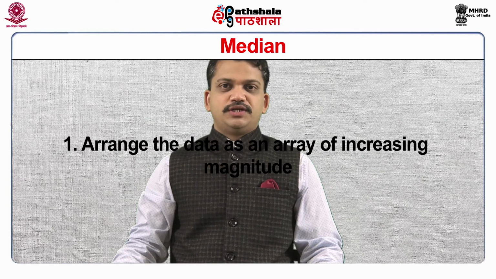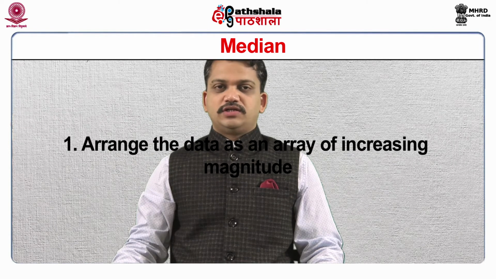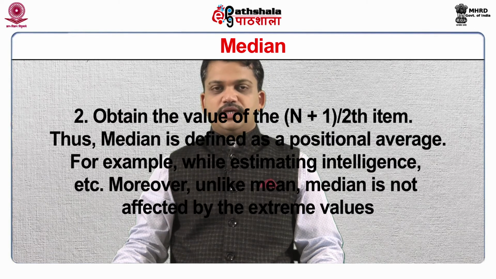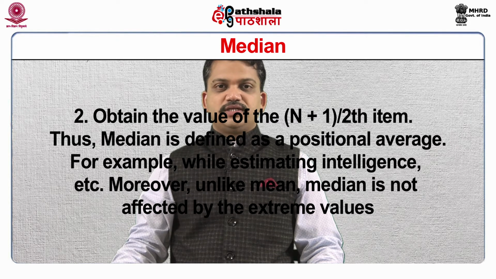First, arrange the data as an array of increasing magnitude. Second, obtain the value of the (n plus 1) upon 2th item. Thus, the median is defined as a positional average. For example, while estimating intelligence, etc. Moreover, unlike mean, median is not affected by extreme values.